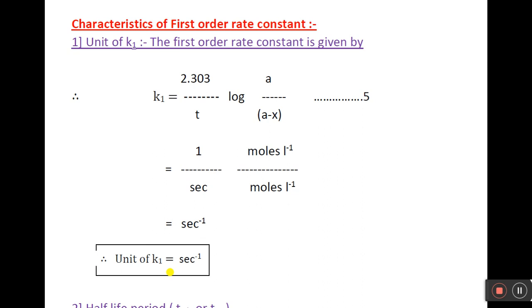What is rate constant? Rate constant is nothing but the rate of reaction when the molar concentration of reactants is at unit concentration. Now let us learn the second property.